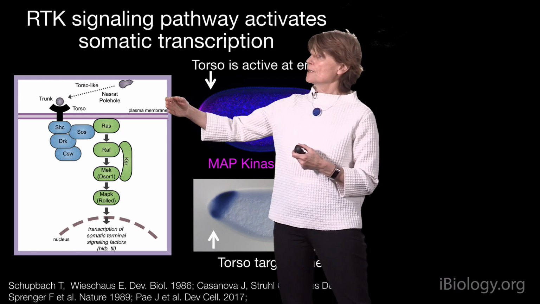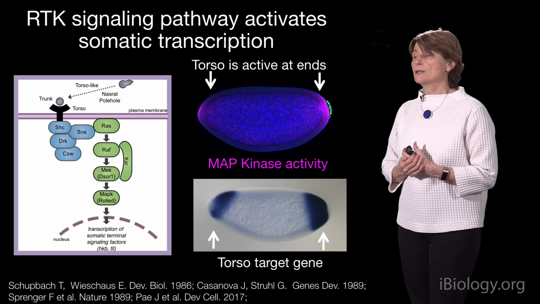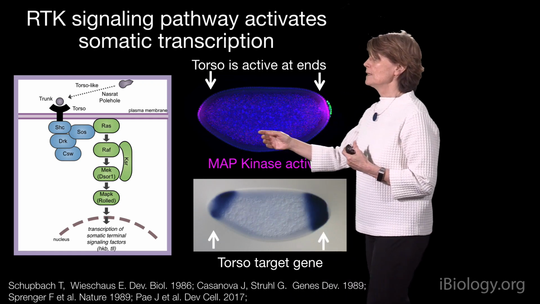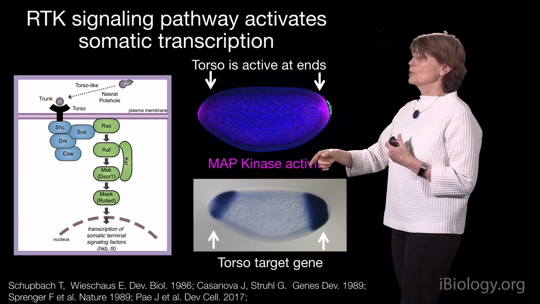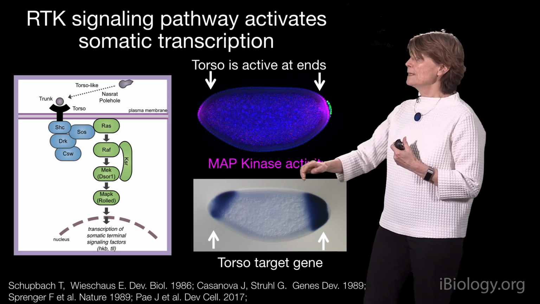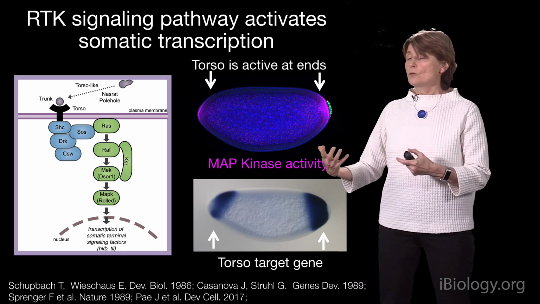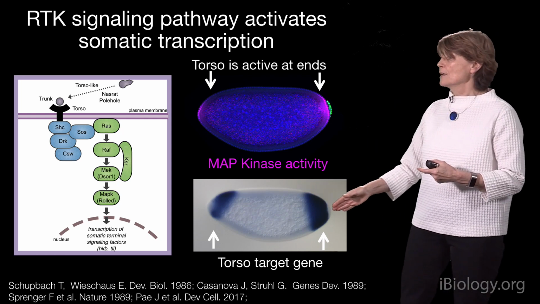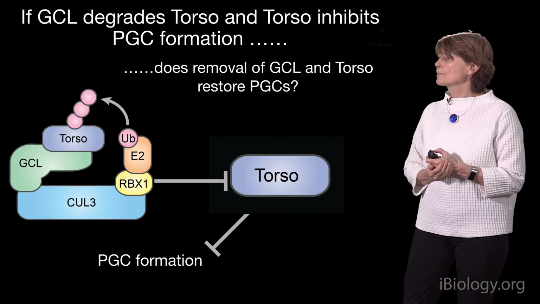This receptor tyrosine kinase acts through the known receptor tyrosine kinase pathway, and we can visualize the activity at the two ends by looking at a particular phosphorylation outcome, which requires MAP kinase activity. You can see how it's active at these two ends, and that then leads to transcription at the ends of the embryo. These are the somatic signals, for example, that set aside the hindgut of the embryo right next to the germ cells.